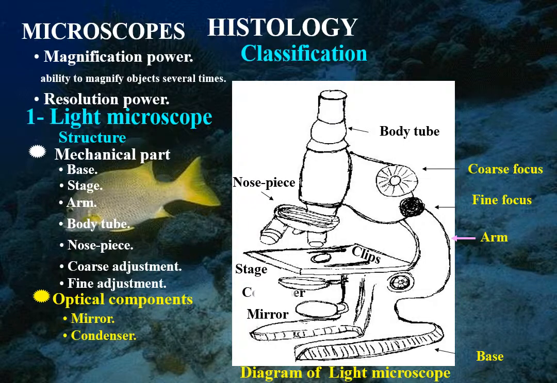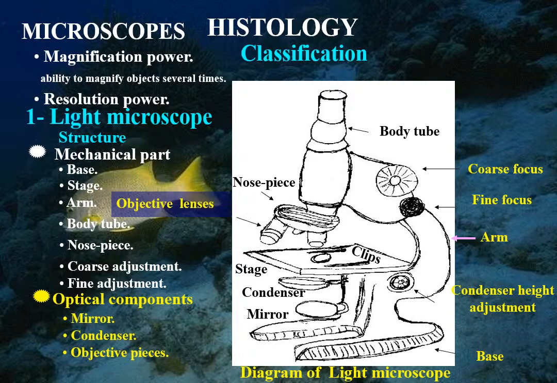The condenser, found between the mirror and the stage. It collects and focuses light source either from the mirror or electric light to illuminate the objects. It can be raised or lowered by the condenser height adjustment to increase illumination of the objects.